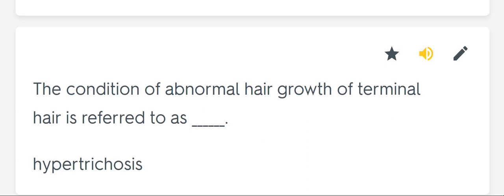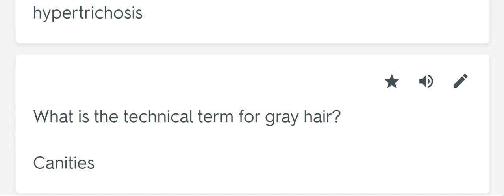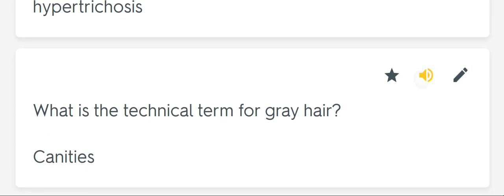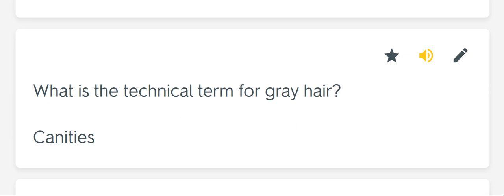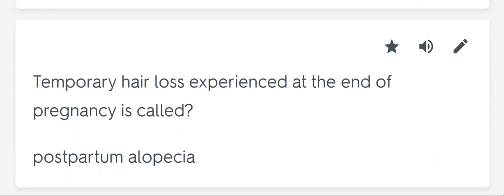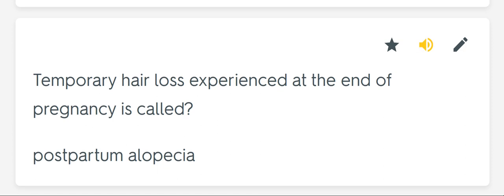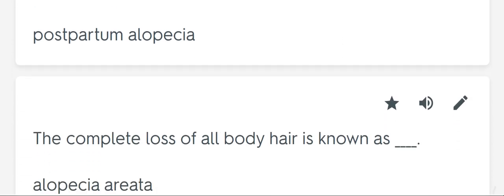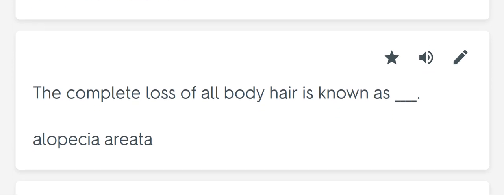The condition of abnormal hair growth of terminal hair is referred to as hypertrichosis. What is the technical term for gray hair? Canities. Temporary hair loss experienced at the end of pregnancy is called postpartum alopecia. The complete loss of all body hair is known as alopecia universalis.